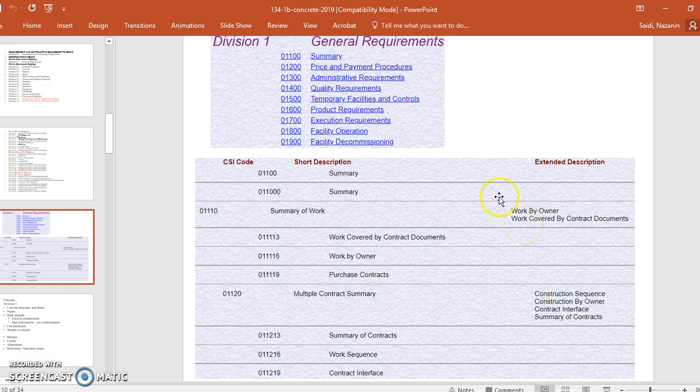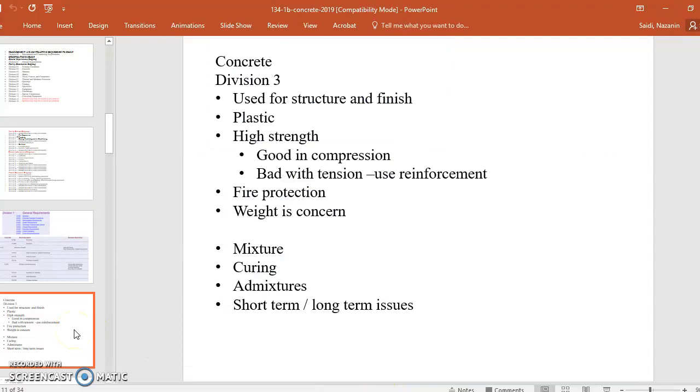So Division 1 is general requirements. It would have summary, price and payment procedures, administrative requirements, quality requirements, temporary facilities and controls, product requirements, execution requirements, facility operation, and so on. So it is mostly the paperwork directly linked to the contract documents, which identifies the work requested by the owner, purchase contracts, summary of the contracts, the work sequence, and the contract interface. It's very important to know that. So that's in Division 1.